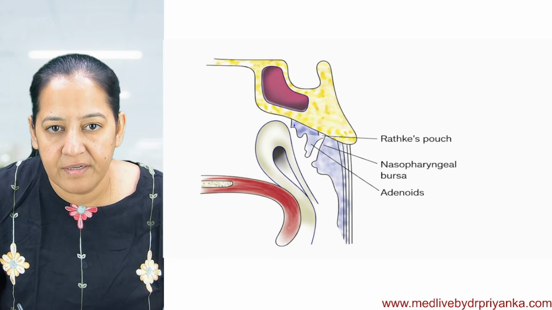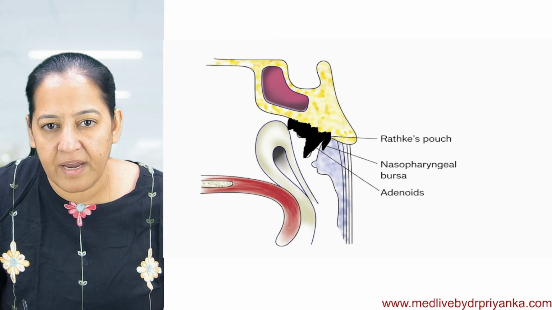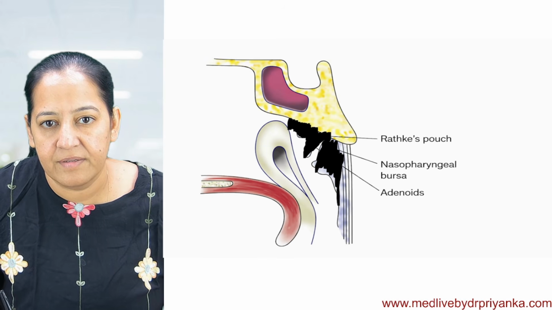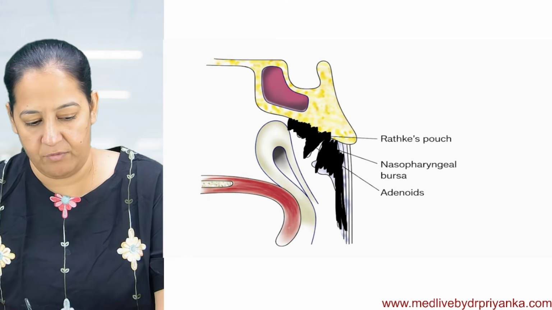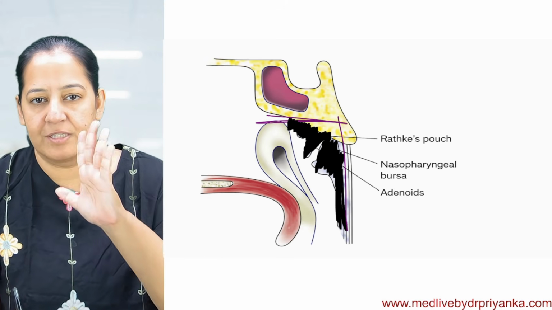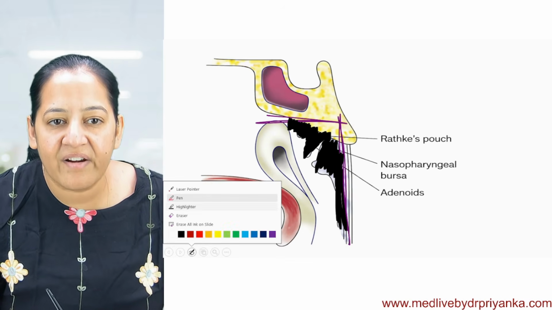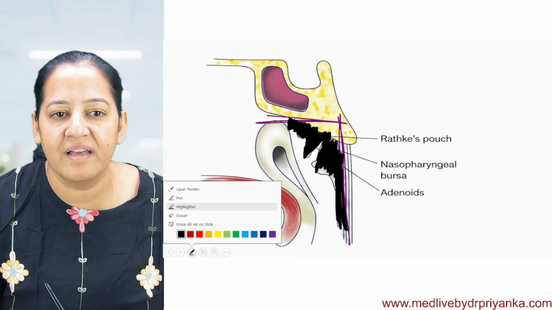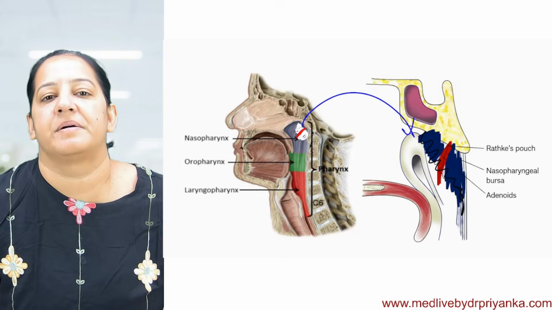Where is the adenoid? This is adenoid, and this is also adenoid, in the nasopharynx at the junction of the roof and posterior wall. You can see this is the roof, this is the posterior wall, and there is the adenoid. In the adenoid I can see a recess. The recess is an epithelial lined tract, known as the nasopharyngeal bursa.